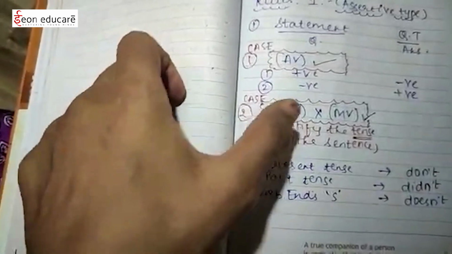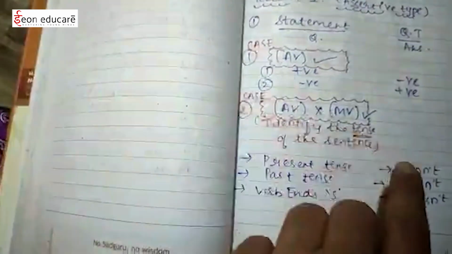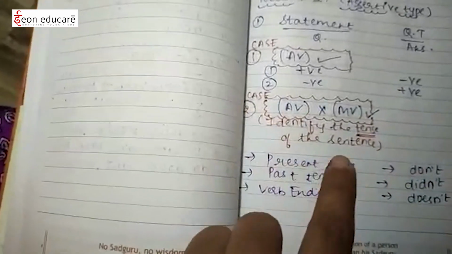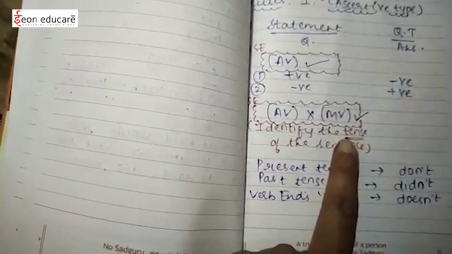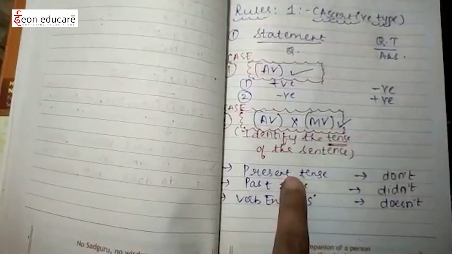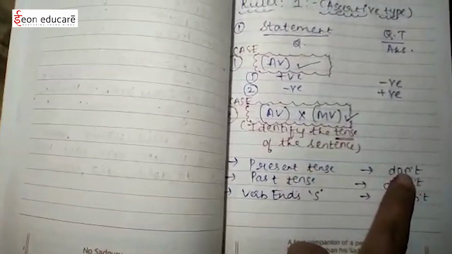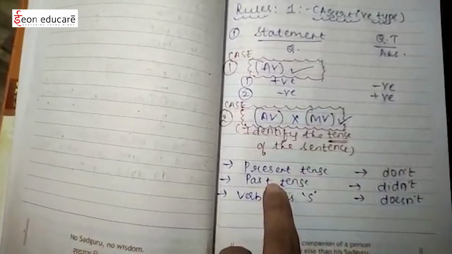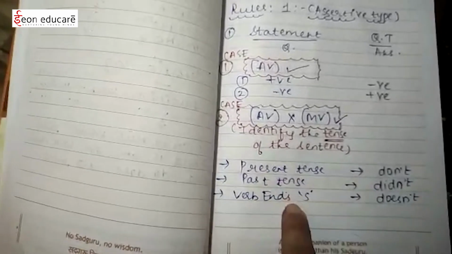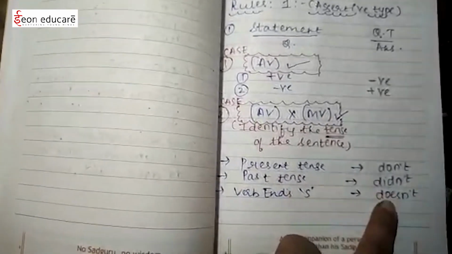In second case, your auxiliary verb is not there. You would be having what? Main verb in the sentence. Then students, you are supposed to identify the tense of the sentence. If tense of the sentence is present tense, answer would be don't. If tense is past tense, answer would be didn't. If the verb ends with s, then answer would be doesn't.